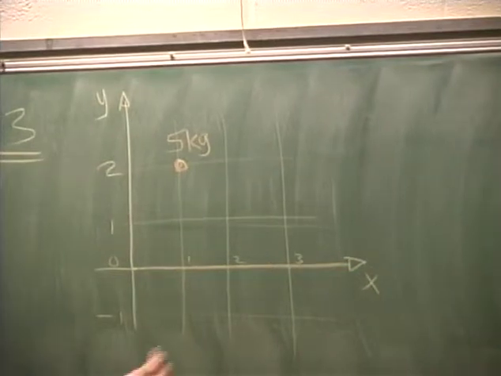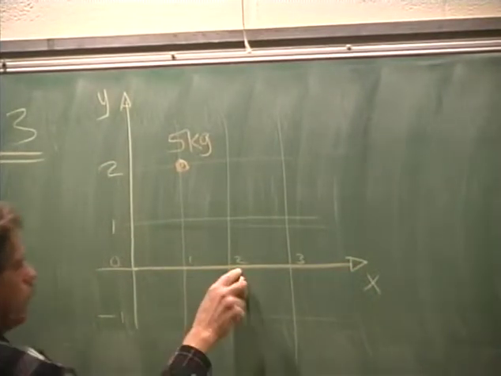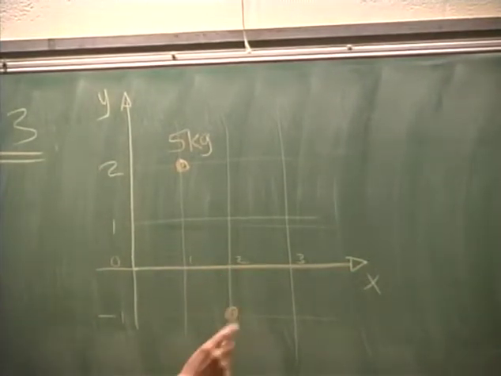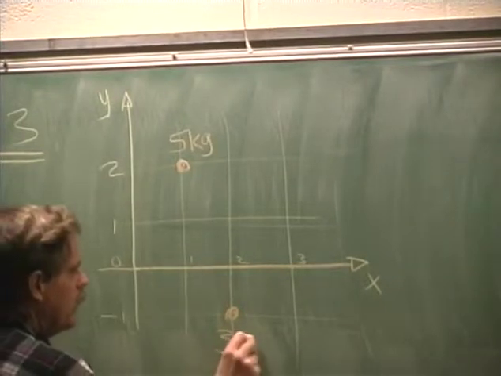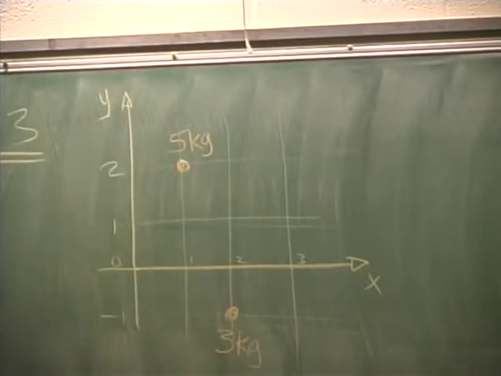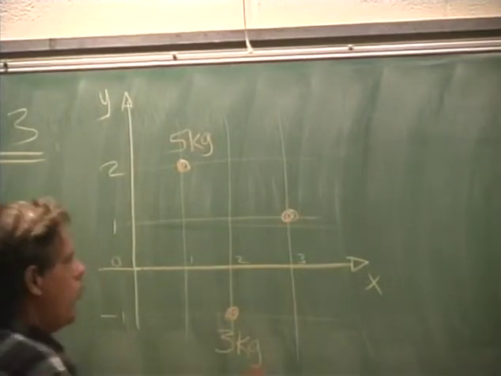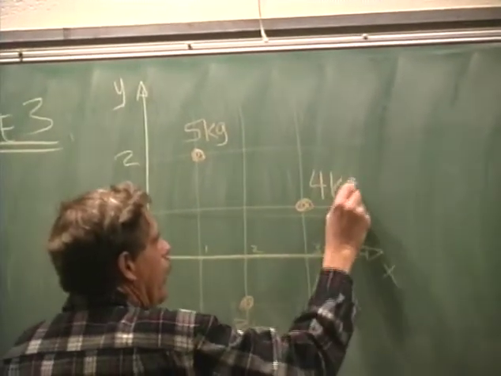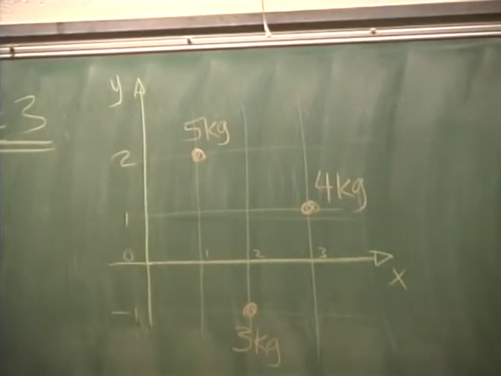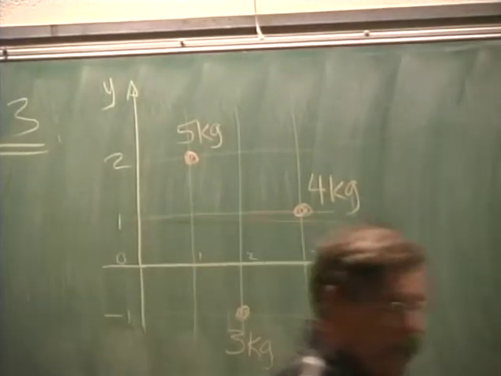At this point down here, the point x equals 2, but y equals -1, I'm going to stick 3 kilograms. And over here at 3 and 1, I'll stick 4 kilograms. And we want to find out what is the position of the center of mass of that arrangement there.